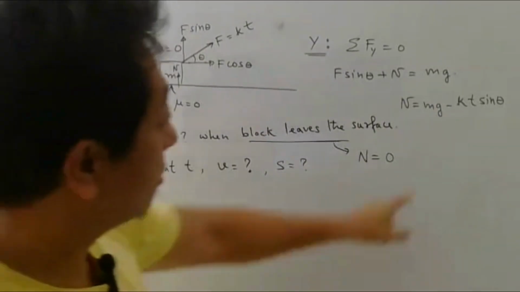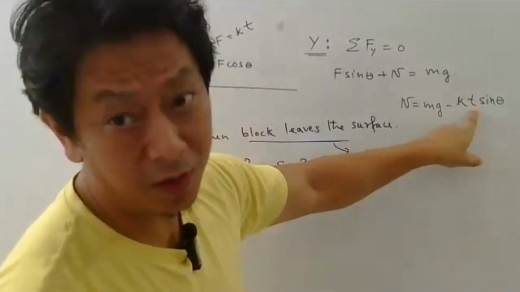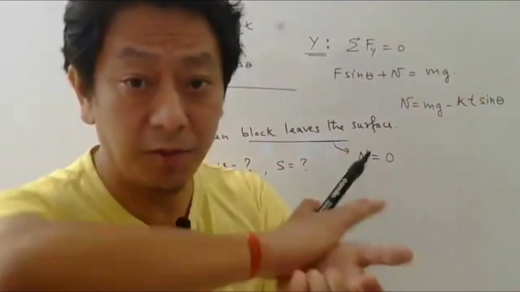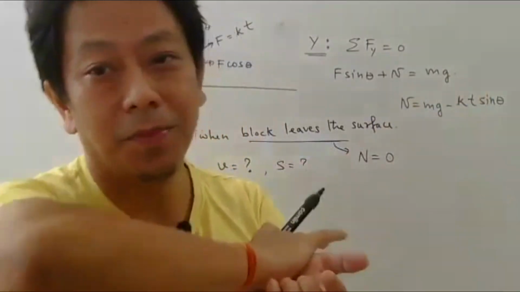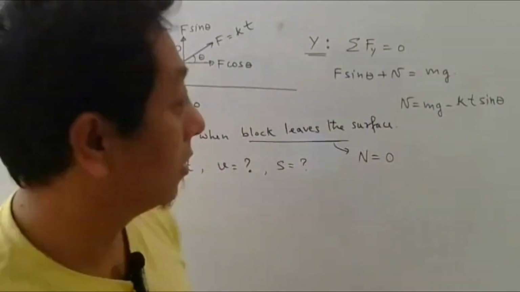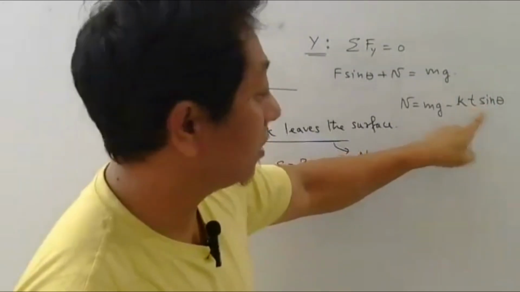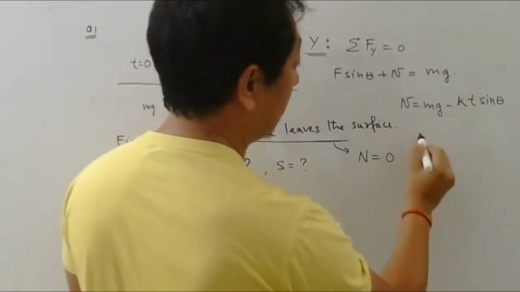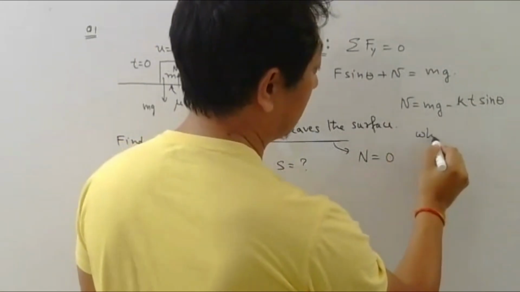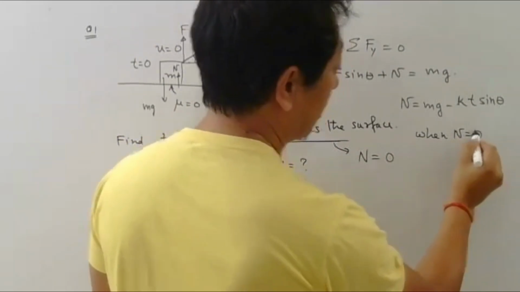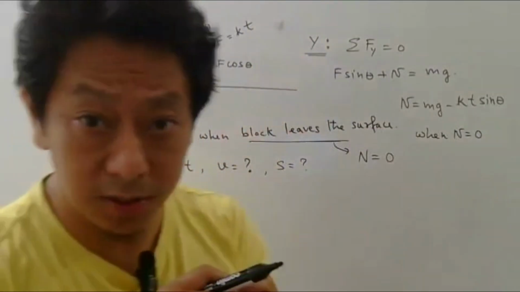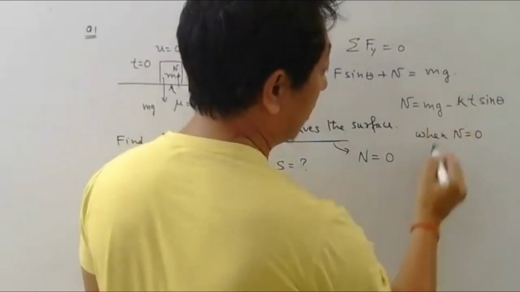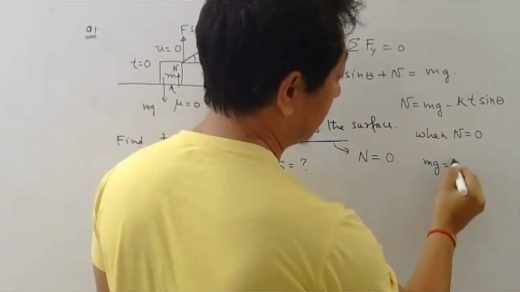So as you can see, students, when time is very small, obviously N will be positive. Positive N means the block is pressing the floor. But the moment this t starts increasing, there will be a time when normal will become 0. So when normal force becomes 0, meaning the block is about to leave the surface, these two will become equal, right?